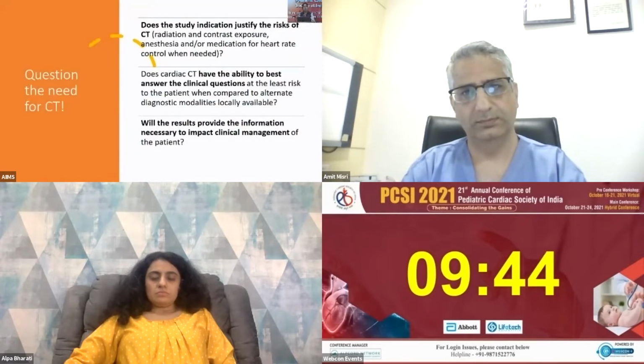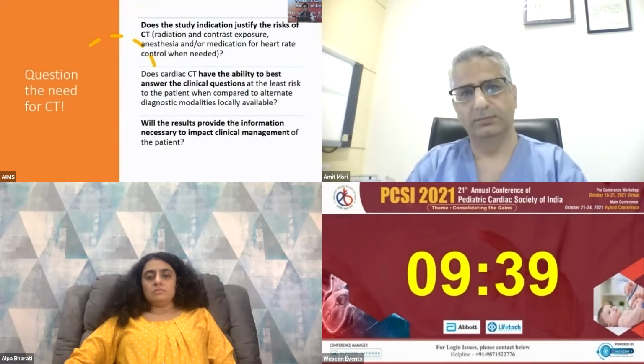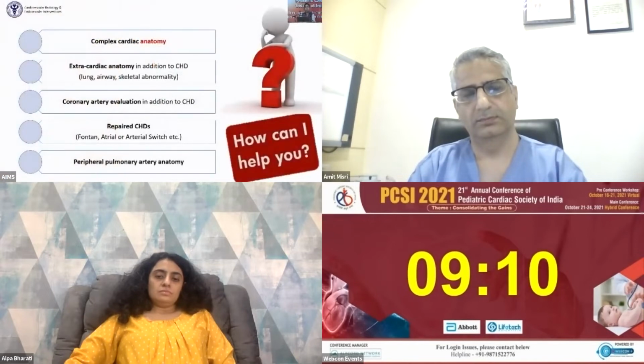But before you send the patient, again, ask yourself, does this study indication justify the risk of doing CT, giving the radiation and the contrast exposure, the anesthesia which will be required? Will CT answer the clinical question? Most of the times the patient has already had an echo. So whatever findings you are going to get from the CT, will it affect your clinical management of these patients? And if your answer is yes, then you can do CT in patients who are having complex cardiac anatomy.